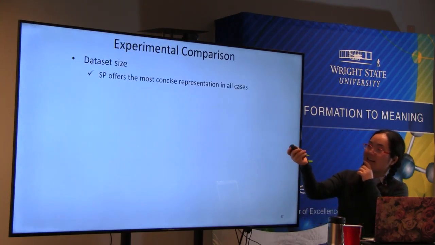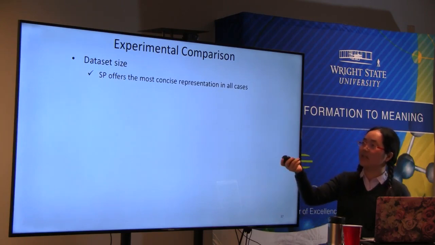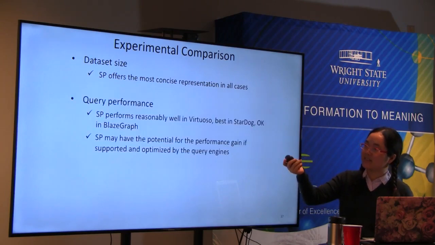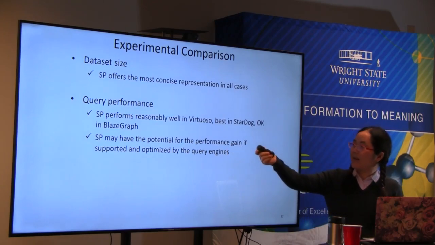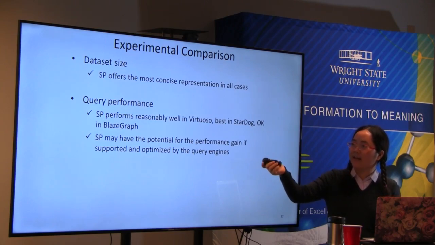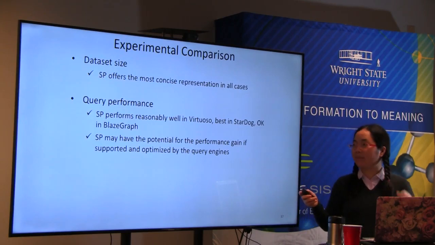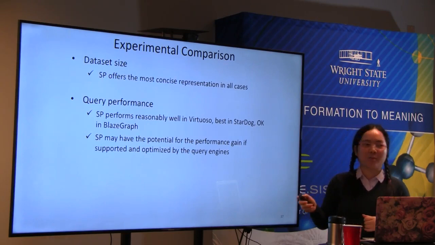So I said that among all of our evaluation and external evaluation, the SP comes out as the most concise one. And for the performance, it performed reasonably well in Virtuoso, best in startup and okay in PlaceGraph. And because of this, SP may have the potential of being optimal, with performance gains even better if it is supported.